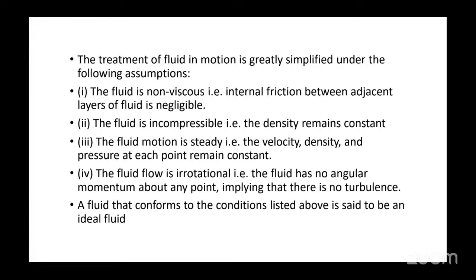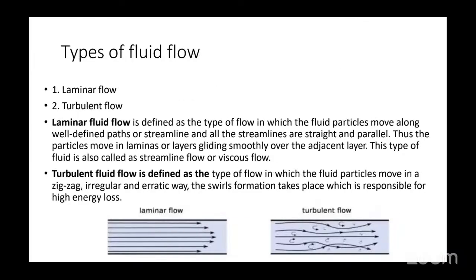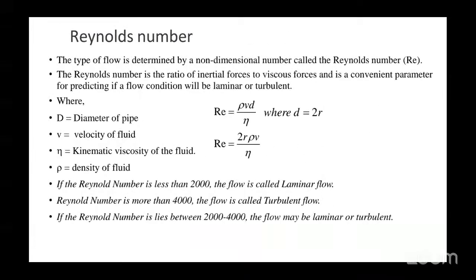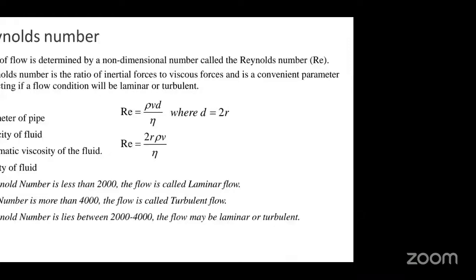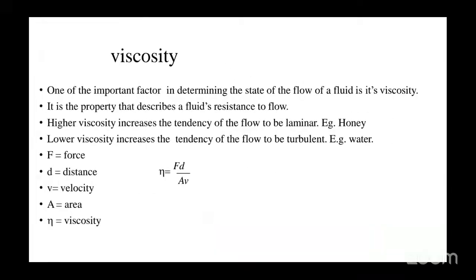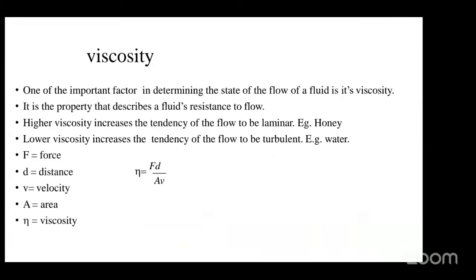The first one is fluid is non-viscous, fluid is incompressible, the fluid motion is steady, and then the fluid is irrotational. These are the four assumptions of ideal fluid. And then types of fluid. We mentioned last on Wednesday that we have two types of fluid flow, laminar and turbulent flow. And then how to determine laminar and turbulent flow is by the use of Reynolds number. And we talked about the importance of viscosity and the resistance to fluid flow.